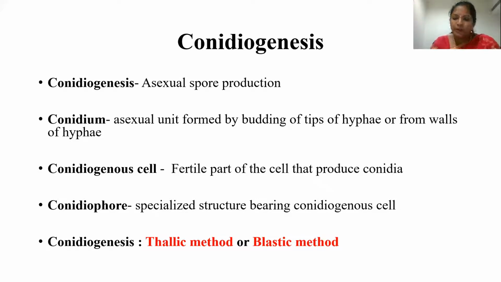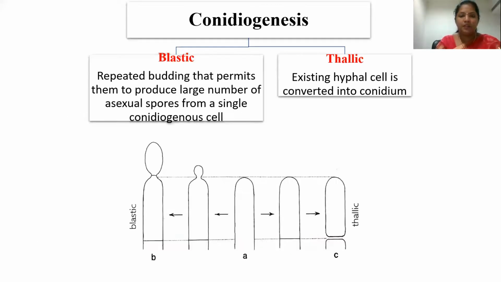What is a conidium? A conidium is an asexual unit formed by budding of tips of hyphae or from the walls of the hyphae. And the conidiophore: these are the specialized structures bearing conidiogenous cells. These are called conidiophores. So conidiogenesis can be of two types, thallic method or blastic method. So here you can see this is a blastic method, this is a thallic method.